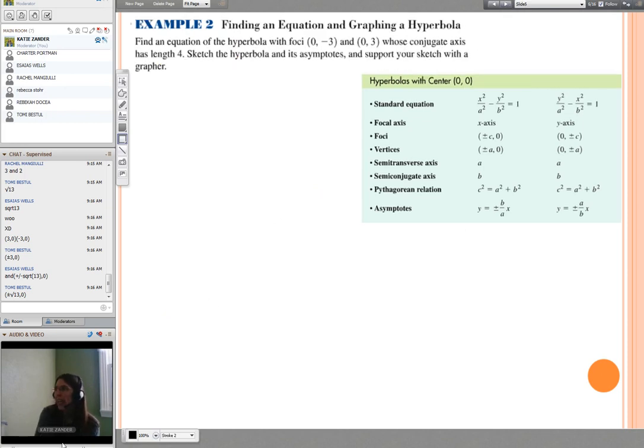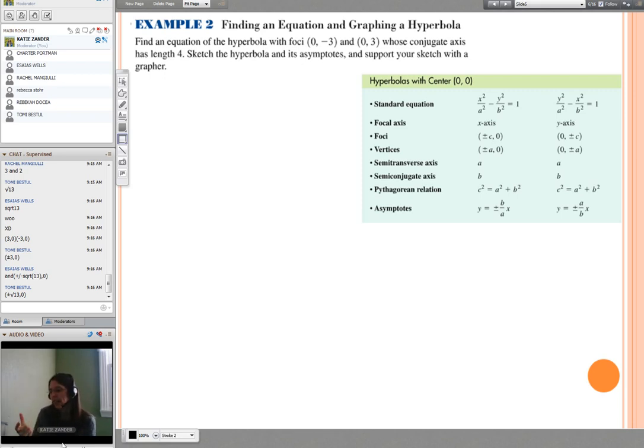All right, let's create an equation now. We know that the hyperbola has foci of (0, -3) and (0, 3), and the conjugate axis has a length of 4. It does say to sketch the hyperbola, but at any point in time, if you need to graph or sketch something, you can use GeoGebra to assist you, but you'll obviously want to make sure that the graph matches up with the information you have.